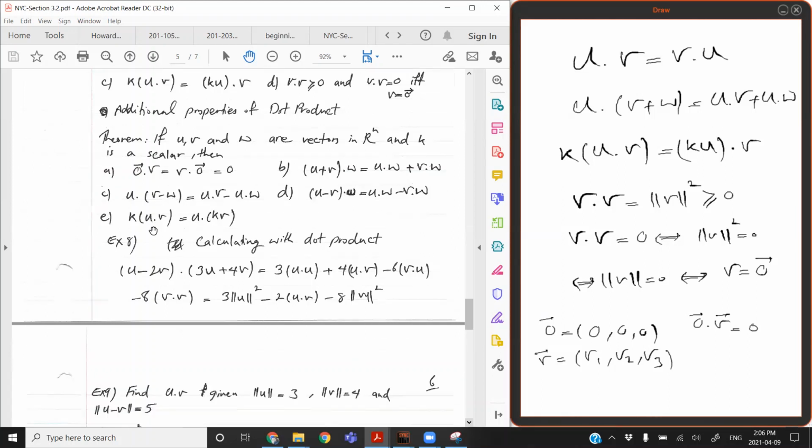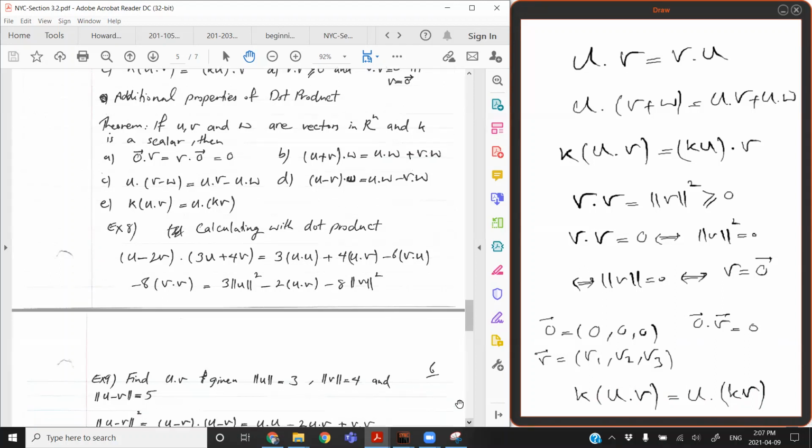And what we have here is very similar to part C over here. You can also multiply k by v first. So if you have k times (u dot v), that would be the same as u dot kv. So if you multiply k and v first and then do the dot product, it will give you the same answer as if you do the dot product first and multiply the result by k.